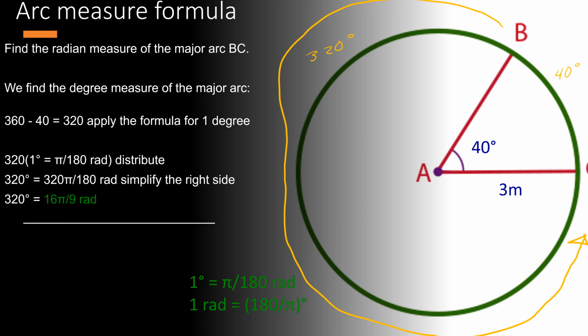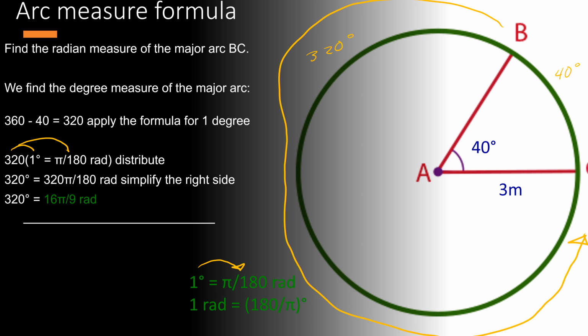Then I take 320 degrees and multiply it by my 1 degree formula, because I'm trying to go from degrees to radians, so that's why I'm selecting this formula right here. I repeat the process just like I did on the previous slide. I distribute the 320 to the entire formula, so I get 320 on the left, and 320 pi over 180 on the right. If I simplify 320 over 180, I get 16 over 9.